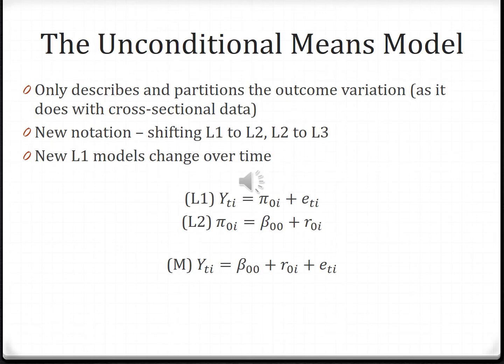So we are going to see 2 unconditional models in growth modeling. And so the first one is the unconditional means model. And that is the equivalent of your unconditional cross-sectional model. So the first one, it has no predictors in there. It only describes and partitions the outcome variation, just the same way we've been doing it in cross-sectional data. Now, there is new notation because everything shifts up a level, and this comes from the idea that actually multi-level modeling came out of individuals nested in structures.